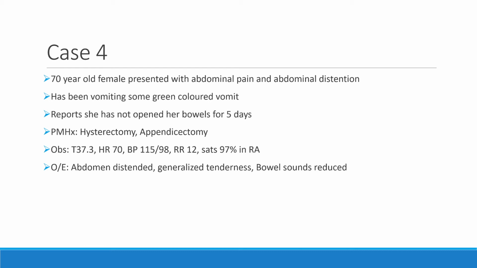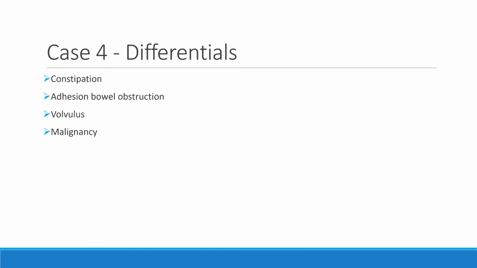In terms of her observations, they all seem fine. On examination, she's distended, has generalized tenderness, and reduced bowel sounds. Differentials: constipation, as she hasn't opened her bowels for a while. It could be adhesional bowel obstruction based on her past surgical history. Also, it could be a volvulus or malignancy. In patients with bowel obstruction, always make sure you exclude malignancy.